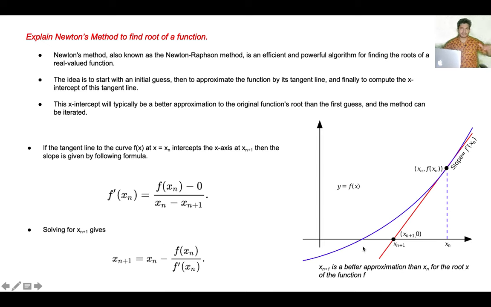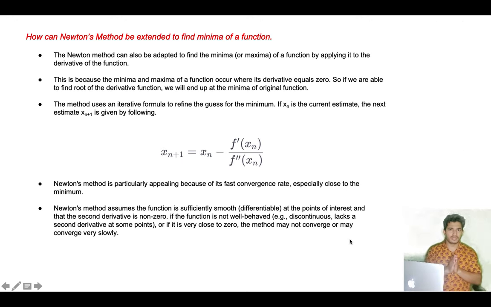So this is the simple formula, and it's seen that it converges very fast. Like in gradient descent it might have taken 1000 steps. Here in just 4 to 5 steps we will be able to find the root of the function, that is the x value where f of x becomes 0. Now we know that Newton's method is to find the root of a function. How can we modify it to find the minima?